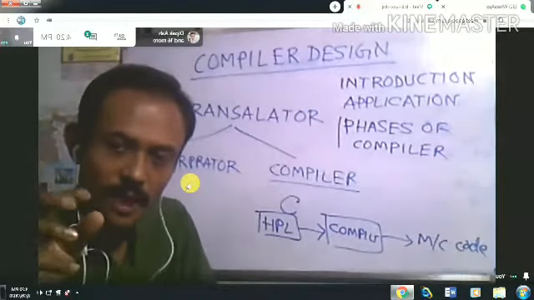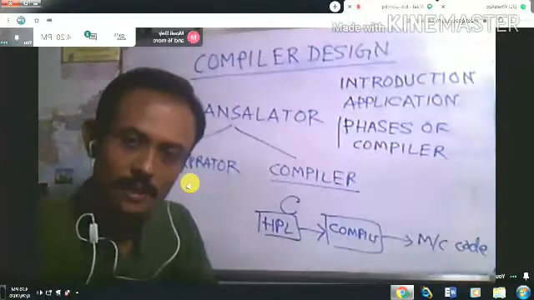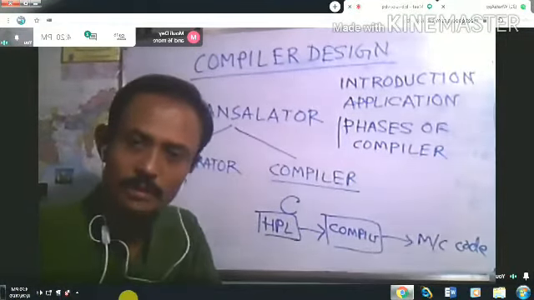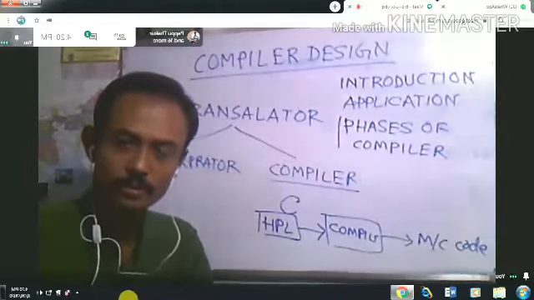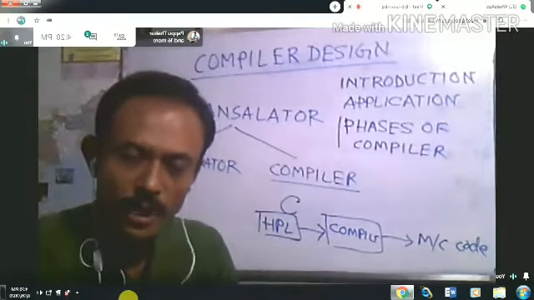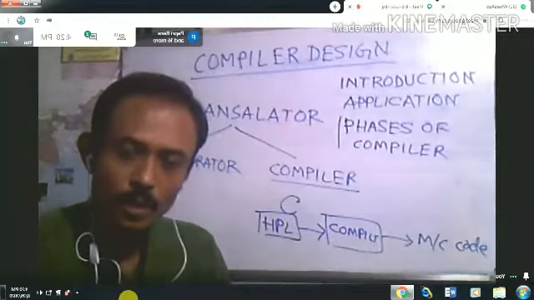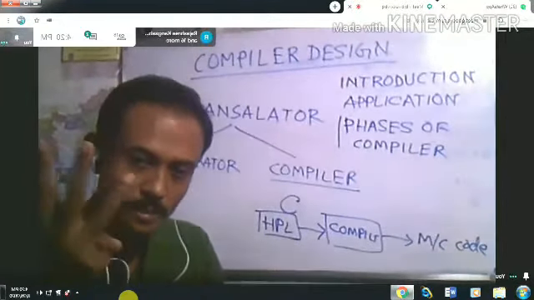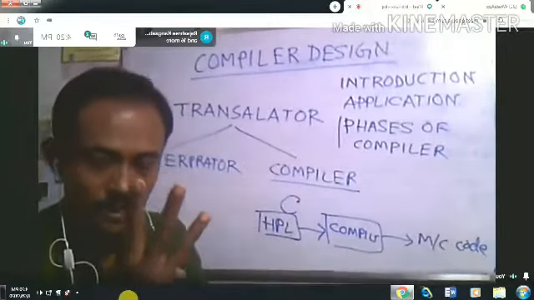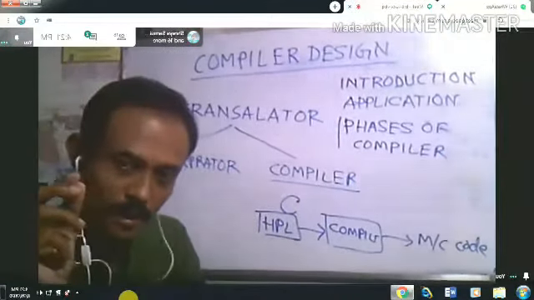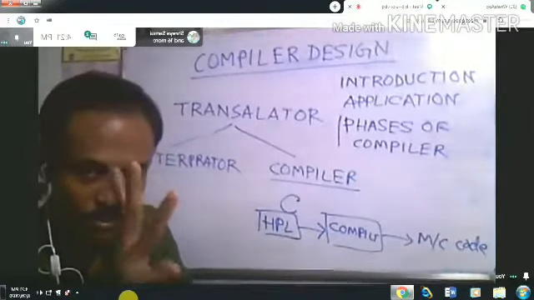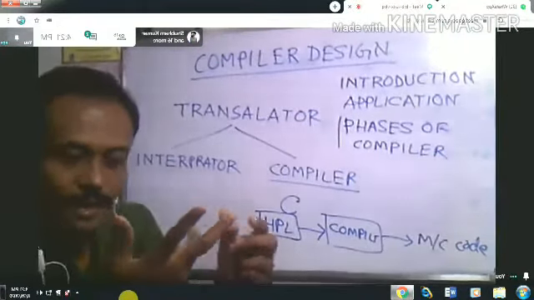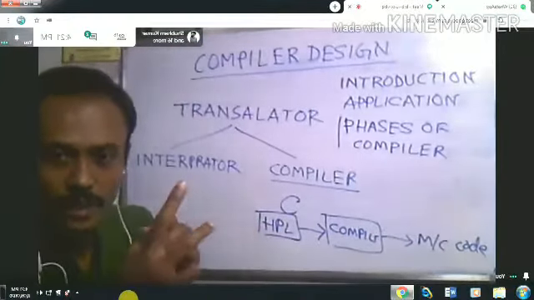And another thing, I think I already mentioned this, I already shared this concept with you in some previous classes. If you talk about computer science, or computer engineering, it has three important pillars. One is computer organization and architecture, another is operating system, another is compiler.